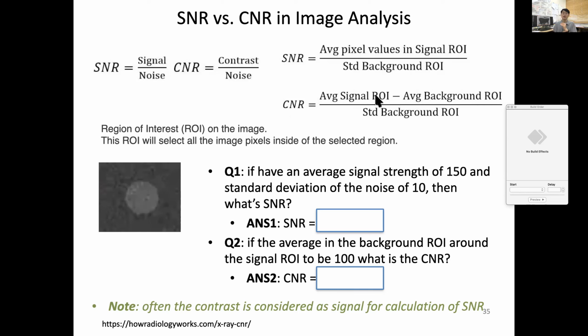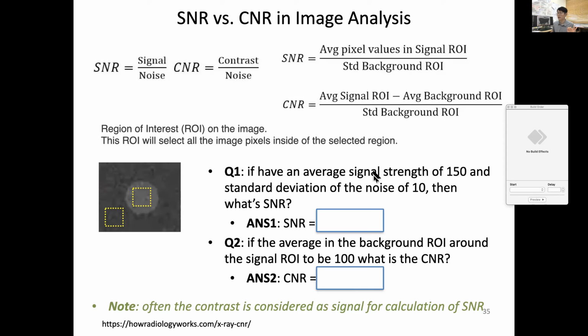Does it make sense? To make it even easier to understand, I brought two examples here. Let's say in this one there are roughly some round objects, but both images are kind of noisy. So you define your region of interest in the signal, and that's how you calculate, and a region of interest in your background. If the average signal strength is 150, let's say, and the standard deviation of this background is 10, what's the signal to noise ratio?